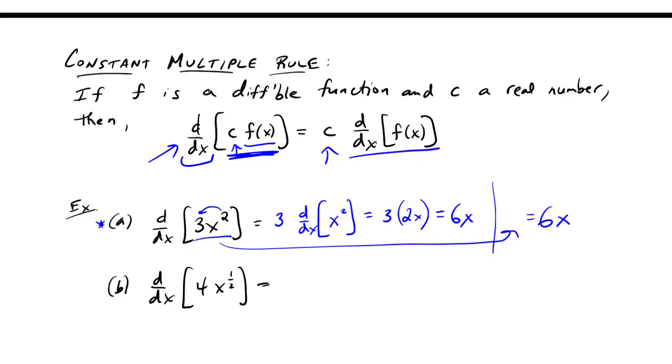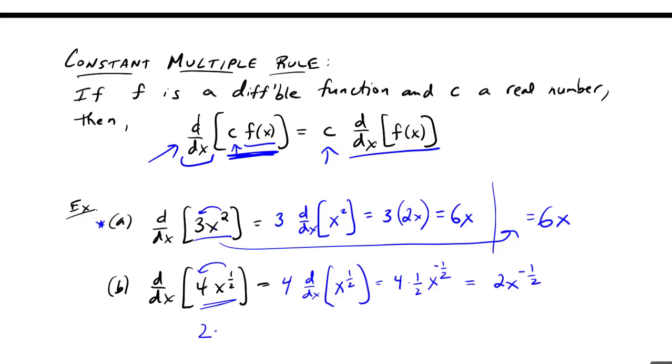Okay, similarly here, the derivative of 4x to the 1/2, I could consider as 4 times the derivative of x to the 1/2, or in other words, 4 times 1/2 x to the negative 1/2, or in other words, 2x to the minus 1/2. Which again, I could have looked at by saying 1/2 comes down and multiplies 4 to give you 2. And then x to the 1/2 minus 1 is minus 1/2. And that's how I could have gotten that in one step.